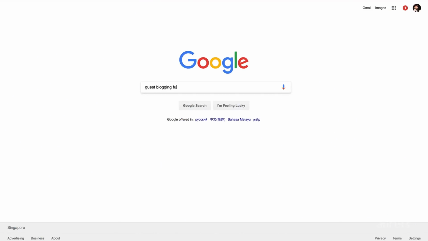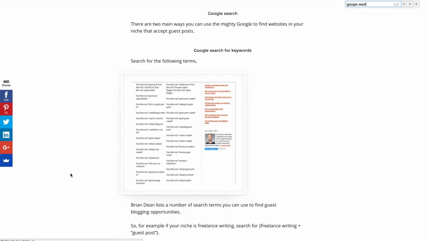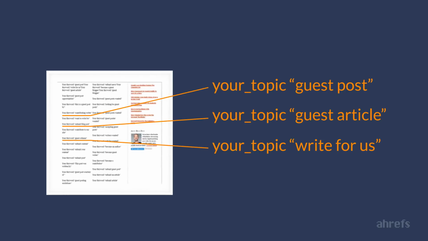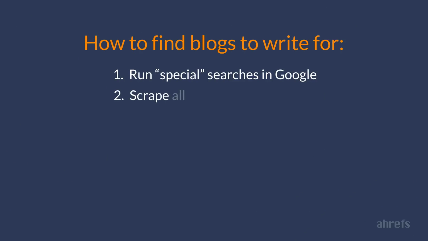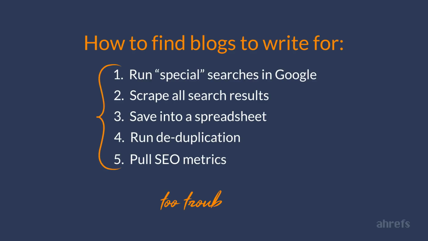Most guides to guest blogging will suggest you use advanced Google search operators for finding blogs to guest post for, like your topic guest post, your topic guest article, your topic write for us, your topic inurl submit, etc. And then you're supposed to somehow scrape Google search results for all these search queries, save them into a spreadsheet, run de-duplication, and maybe even pull some SEO metrics which would help you vet them. If you ask me, that is too troublesome. So here's how you get a huge list of guest blogging prospects in 5 minutes or less.